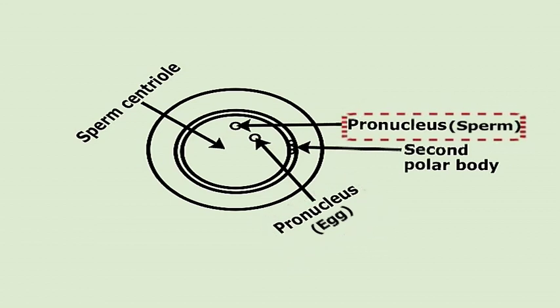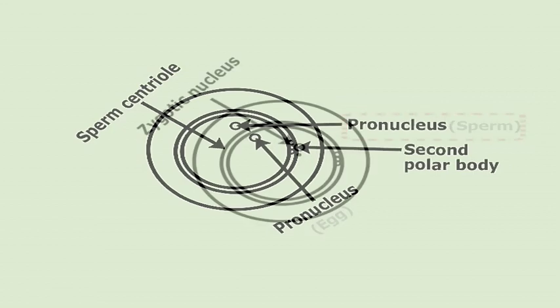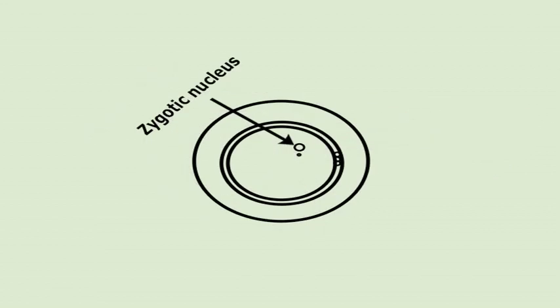Now the sperm nucleus also becomes vesicular and is called sperm pronucleus. The sperm pronucleus along with its centriole move towards the egg pronucleus and ultimately both pronuclei fuse together to form zygotic nucleus. At this stage, the zygote nucleus can be stained and seen. The zygote nucleus contains the diploid number of chromosomes.